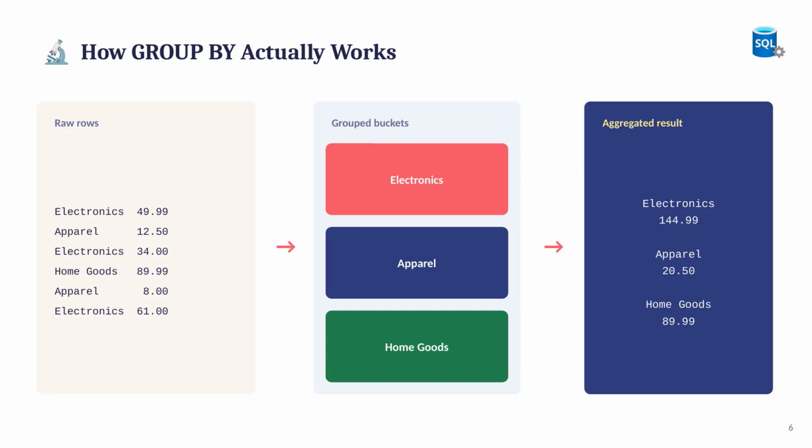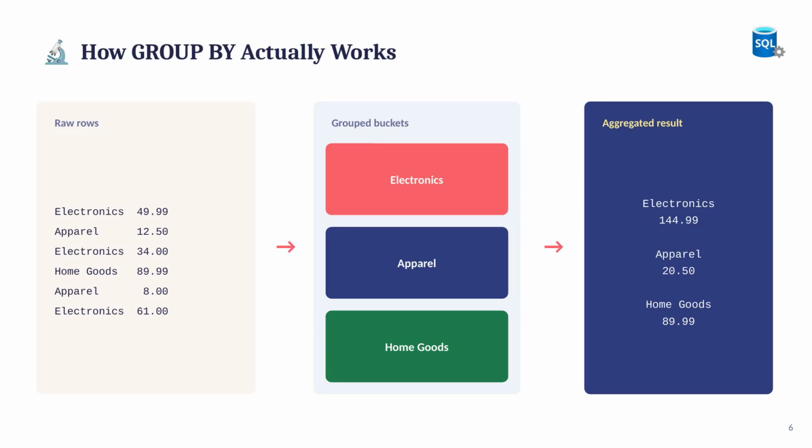Let's slow down and actually see this happen step by step, because understanding the mechanics here pays off constantly. You start with raw rows. Electronics, $49.99. Apparel, $12.50. Electronics, $34. Home goods, $89.99. Apparel, $8. Electronics, $61. Step 2. GROUP BY sorts these into buckets by category.